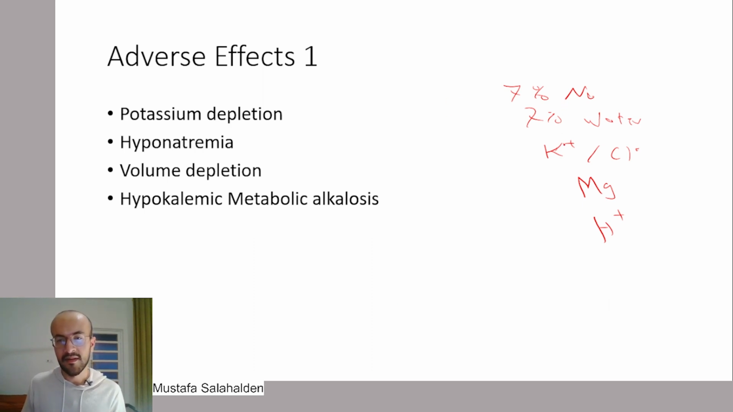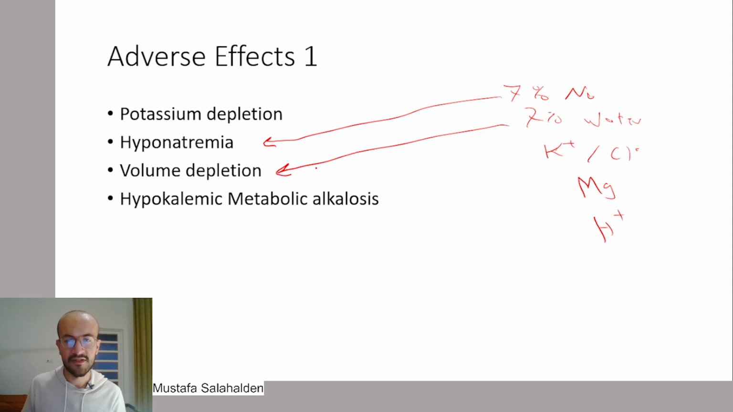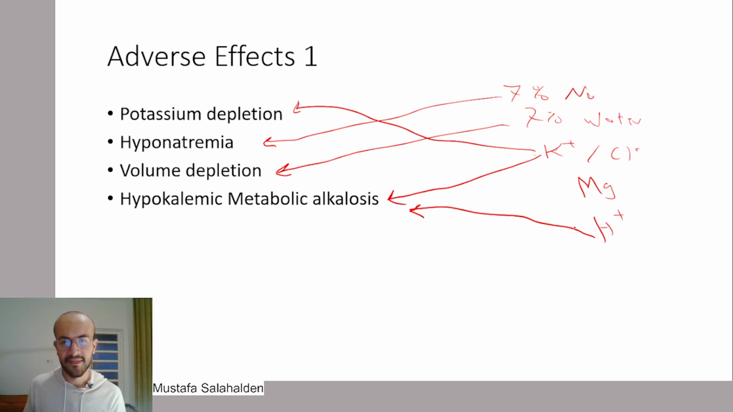If we lose one of these agents more than we should, it would lead to some abnormality. If we lose a lot of sodium, we would get hyponatremia. If we lose a lot of water, we might get volume depletion. If we lose a lot of potassium, we get potassium depletion, and if we lose a lot of potassium and hydrogen, we would get hypokalemic metabolic alkalosis. And if we lose a lot of magnesium, we would get hypomagnesemia.